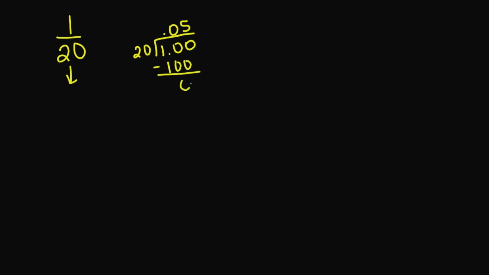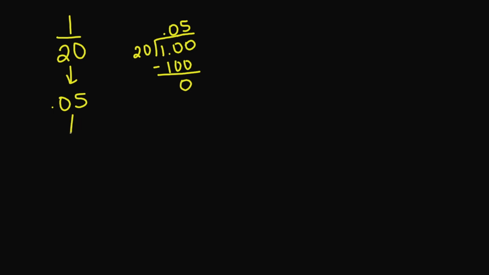Let's try 1 over 20. How do I go from a fraction to a decimal? So we have our 20 on the outside, 1 is on the inside. 20 does not go into 1, so I'm going to add my decimal and 0. Does 20 go into 10? Nope. 0 times, still doesn't go. What about 20 goes into 100? 20 goes into 100 5 times. 20 times 5 is 100. 100 minus 100 is going to be 0. So 1 over 20 as a decimal is going to be 0.05.